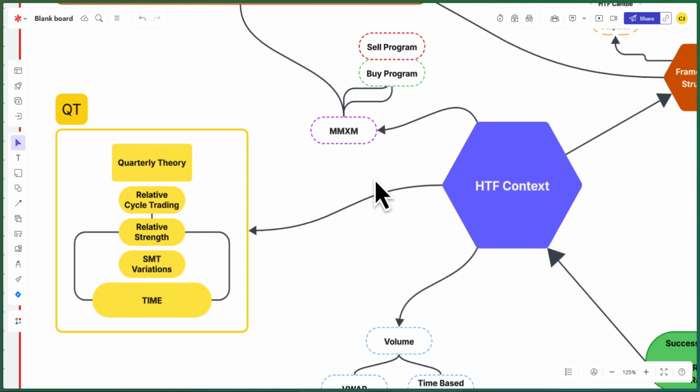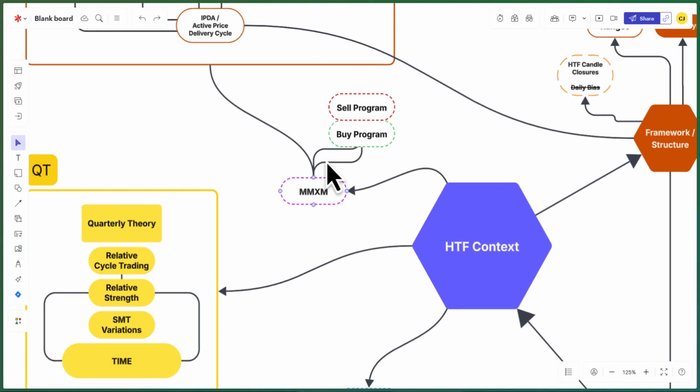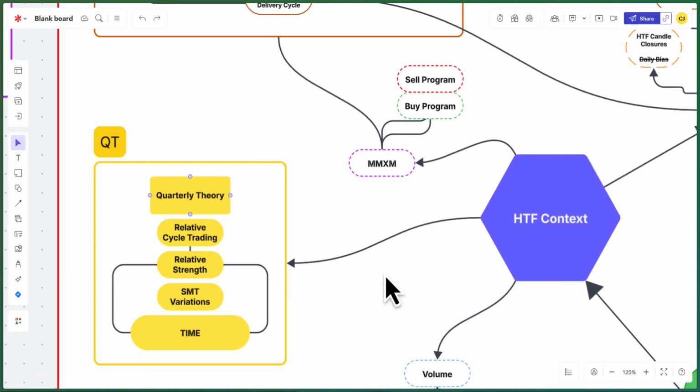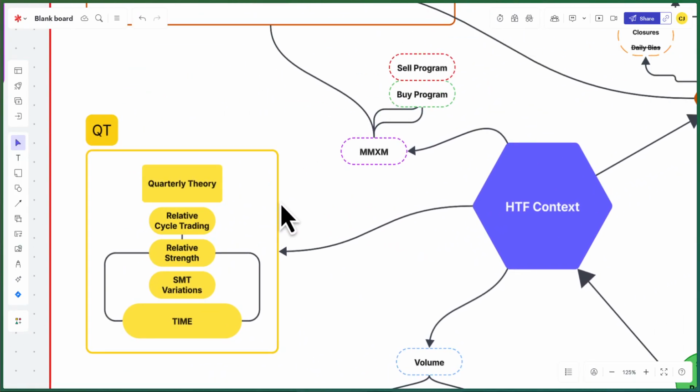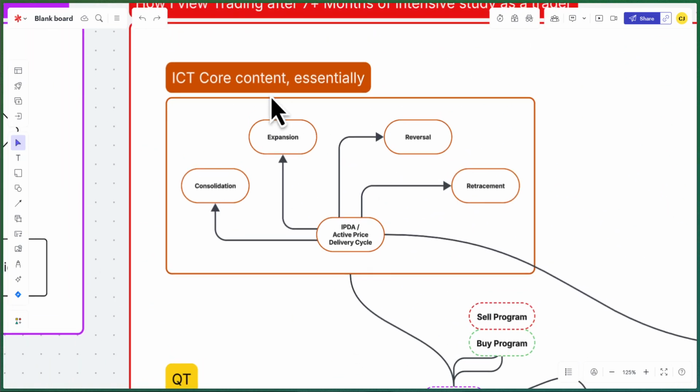And once I'm done with that, I then go into the framework, but I'm not done yet, right? So we have volume, we have quarterly theory. Next up are the market maker models, and the market maker models are a subsidiary of the IPDA, the interbank price delivery algorithm. I think I've forgotten what the A means, a paradigm or something, whatever.